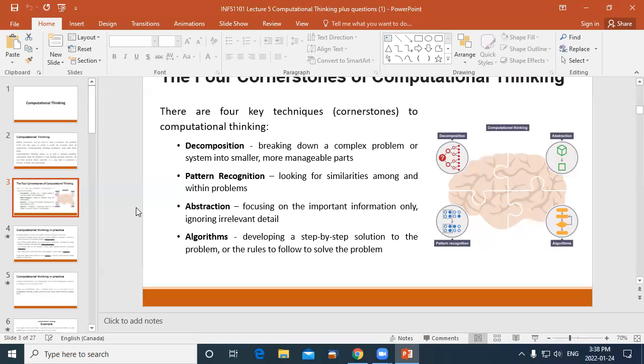Algorithms, that's where we're going to do a step-by-step. Algorithm is like your recipe for cooking. I need to do this in this, I need these things, and I need to do it this, then this, then this, then this, then I get what I want. But that's your algorithm. We'll look at that later.